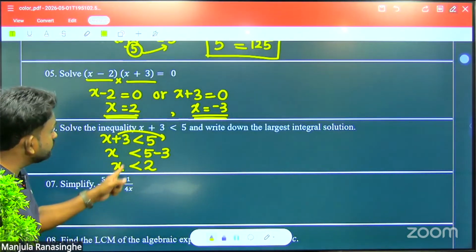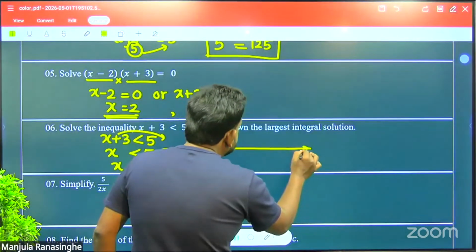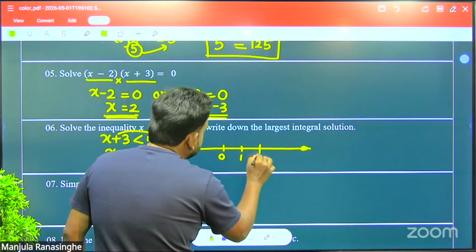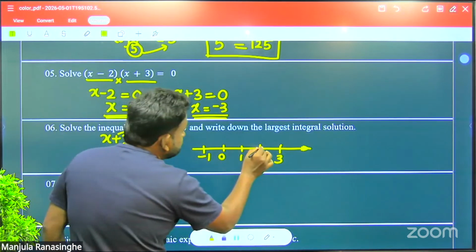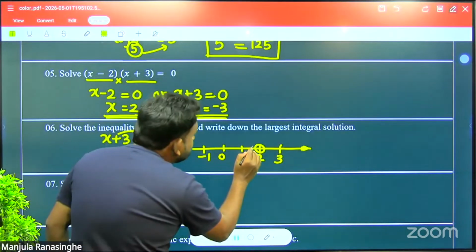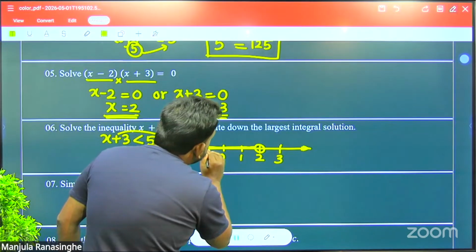Okay. Now you will indicate it, but for your knowledge, I indicate here on a number line: x is a value less than 2. Now we have the value 2, but x is lower than that. Lower than means the left side of that 2. Left side of 2.